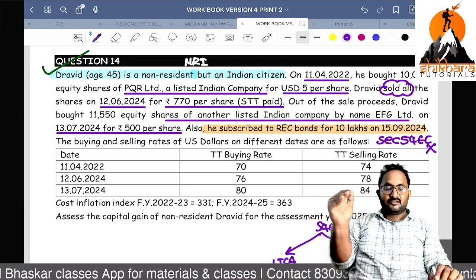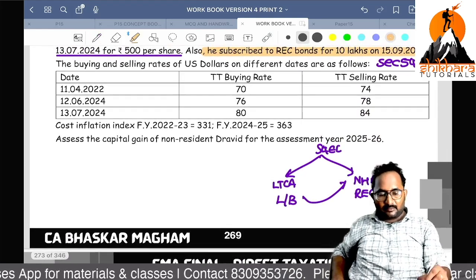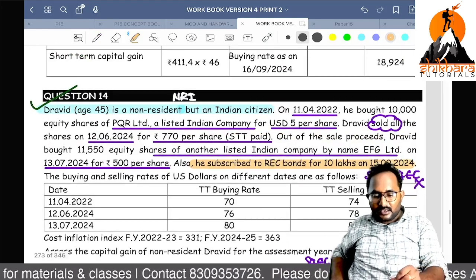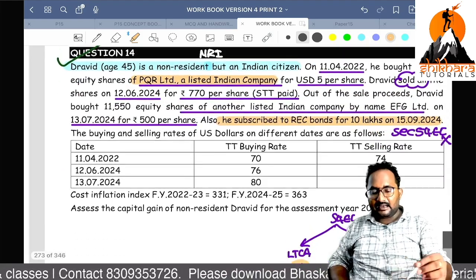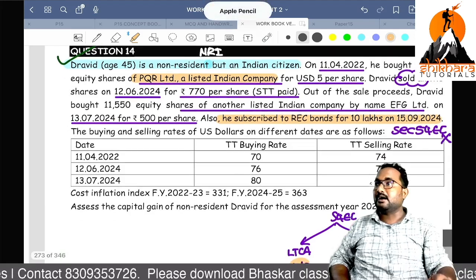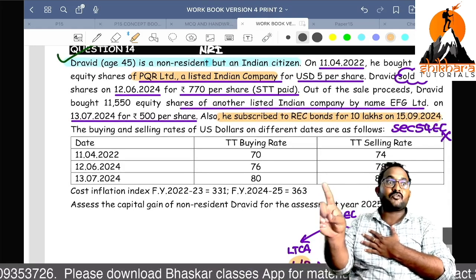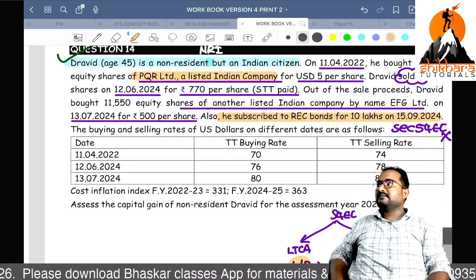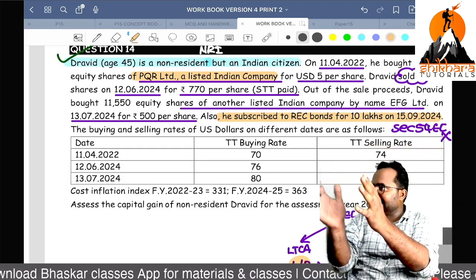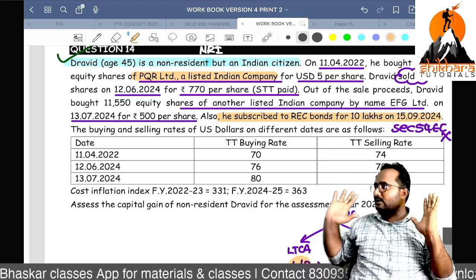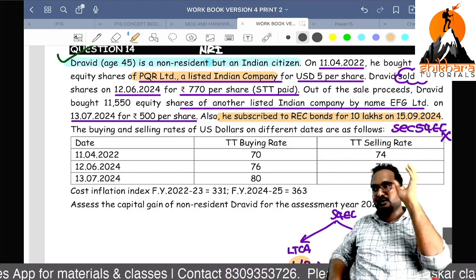Many students are taking that 54EC exemption also, that is wrong. The transferred asset is land or building, or equity shares in this question? Equity shares of this company. Now, they are asking for the capital gain. How to calculate capital gain here? We have to follow the first proviso to section 48 as well as rule 115A. Because first calculate the capital gain in foreign currency. Finally, you got the capital gain in foreign currency. You have to convert it into Indian rupees. That is the procedure, and they have given the 115F exemption in the same question.